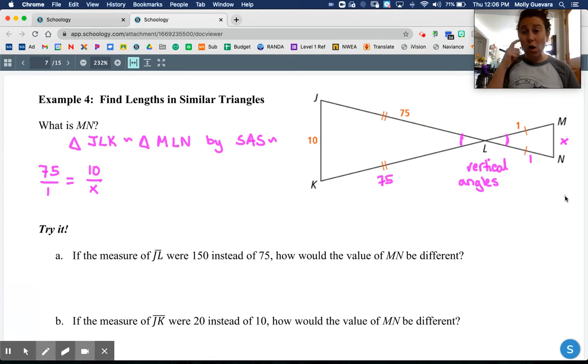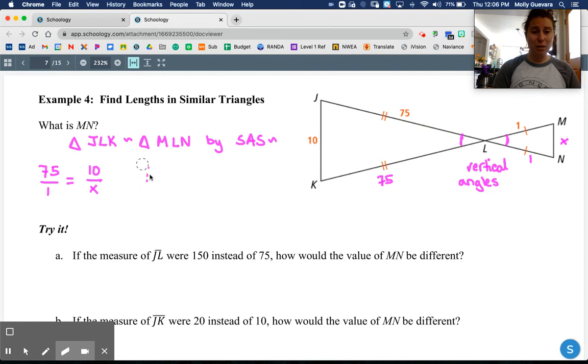My sides are all proportional, so I can write this is equal to 75 over 1 again. I can write all three sides are proportional. I just don't need this because it doesn't really help me solve it. I only need 1. And then how do I solve a fraction that has an equal sign in between it? Right? Cross multiply and solve. So I get 75x is equal to 10. Divide by 75. Divide by 75. I get x is equal to 10 over 75.